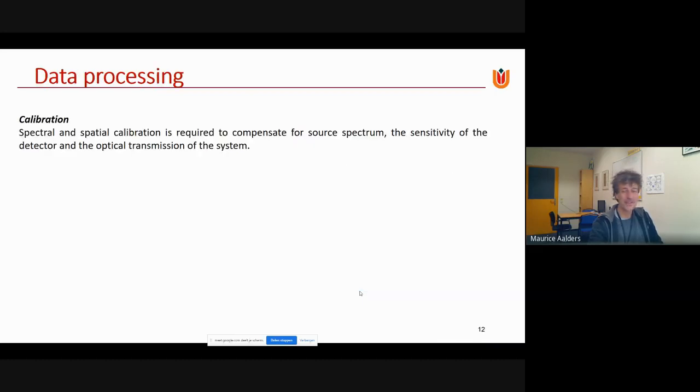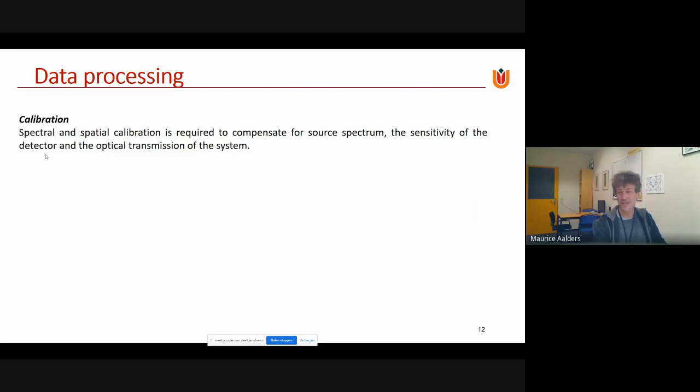So we'll look at it a bit closer, more in detail, to calibration. You have to do the calibration first. This is the same list as I just showed you. It's required to compensate for source spectrum. A light source doesn't have a flat spectrum, so there's not an equal amount of each color in the light source. So you have to correct for that.